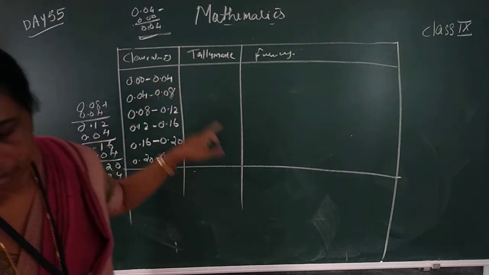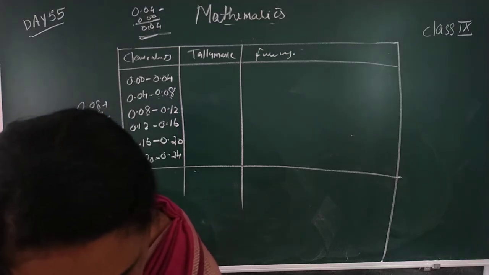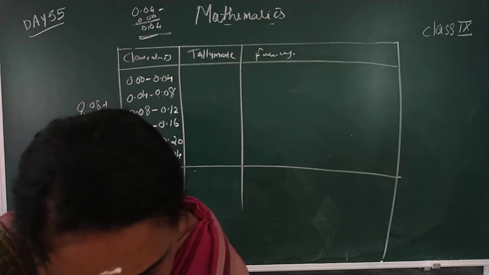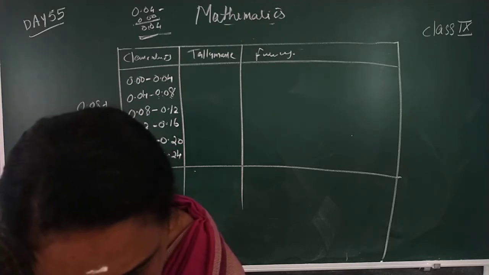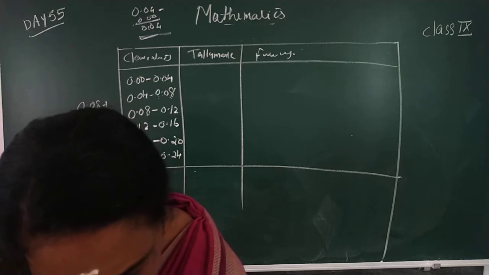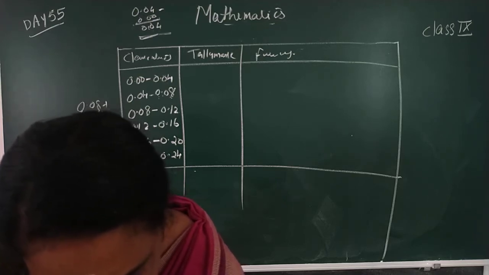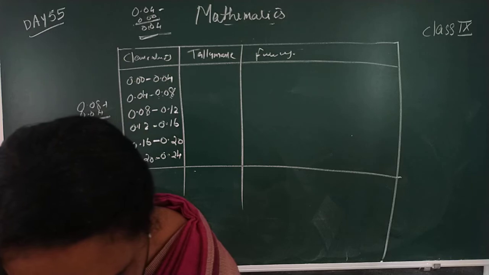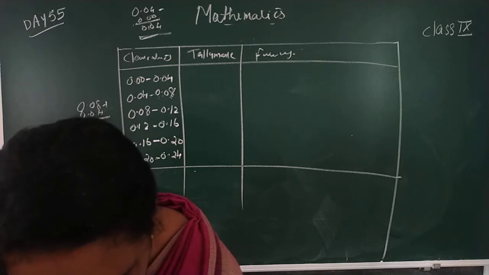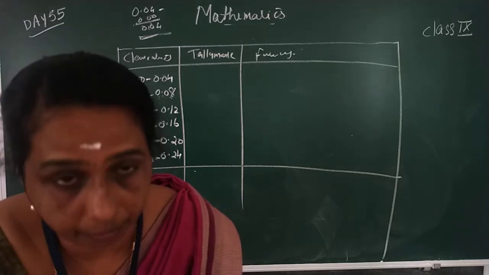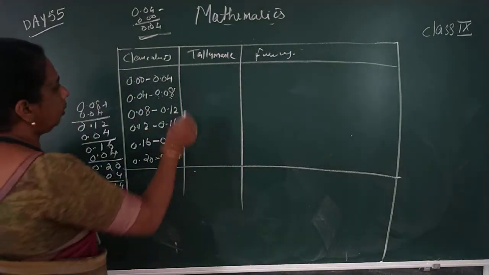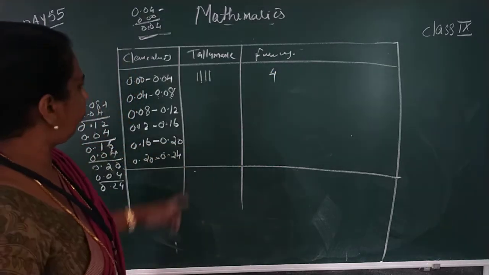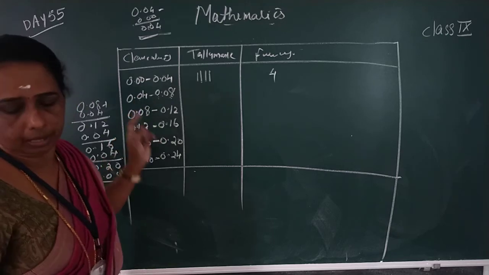For 0 to 0.04, how many observations are there? 0.03 is there. Then 0.01 is there, 2. 0.02 is there, 3. Then 0.01 is there. There are 4 observations. So the tally mark is 1, 2, 3, 4.